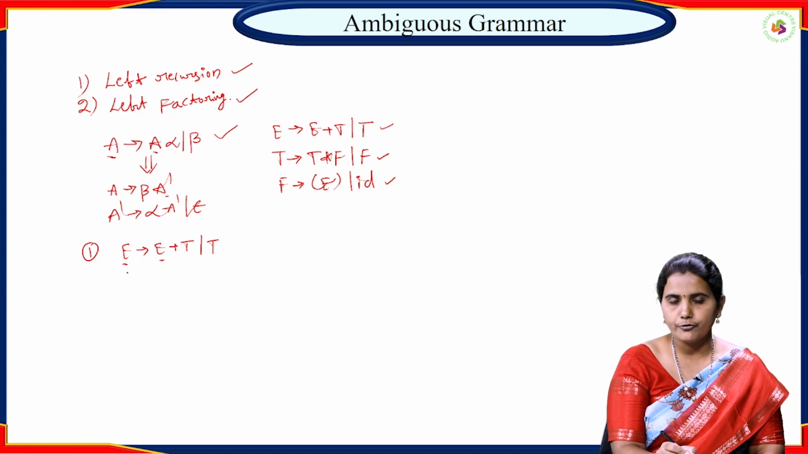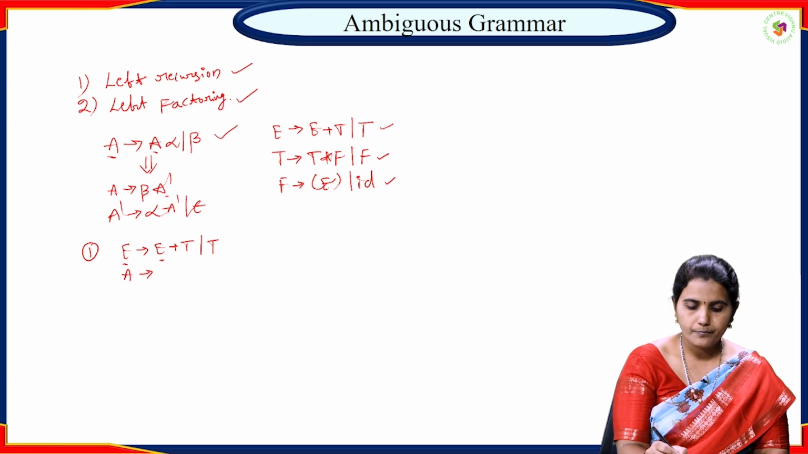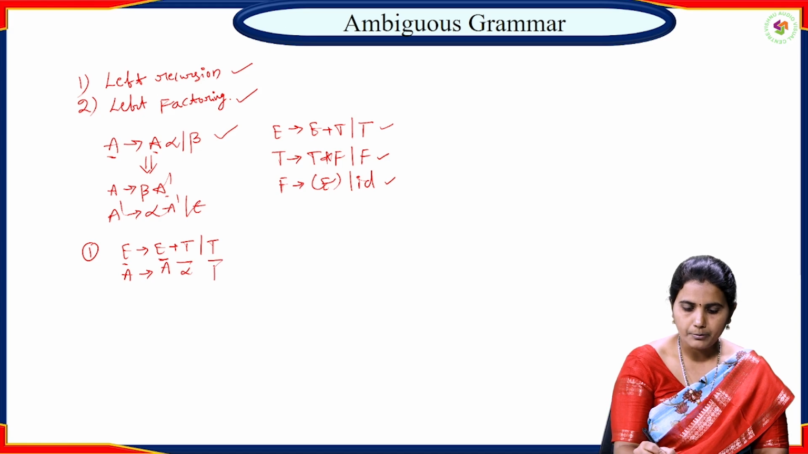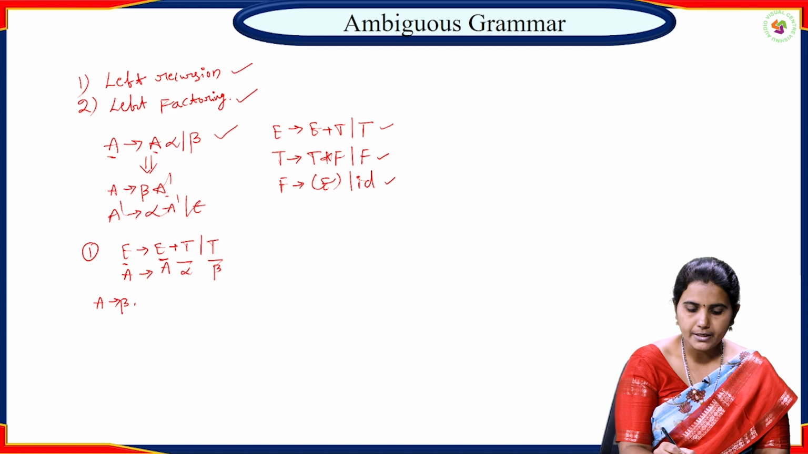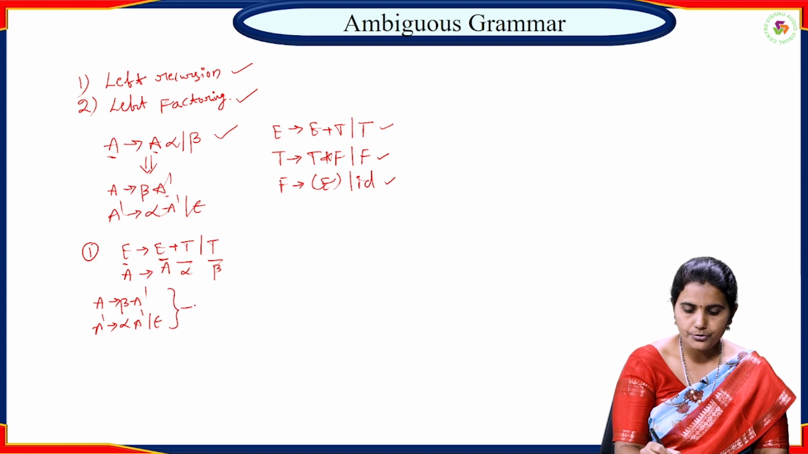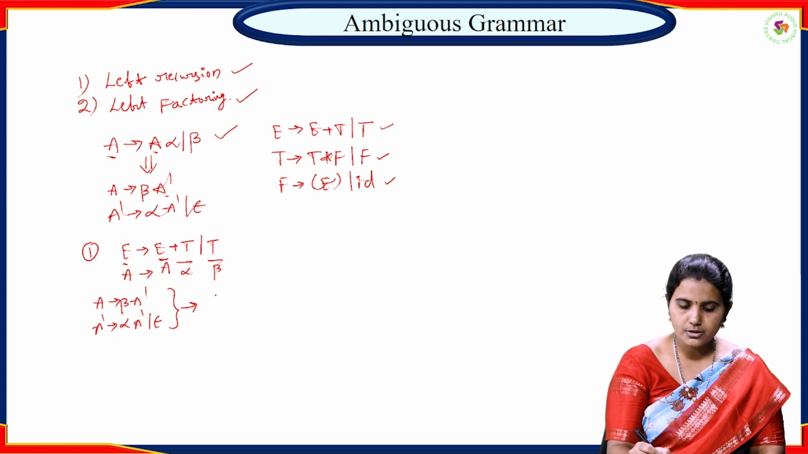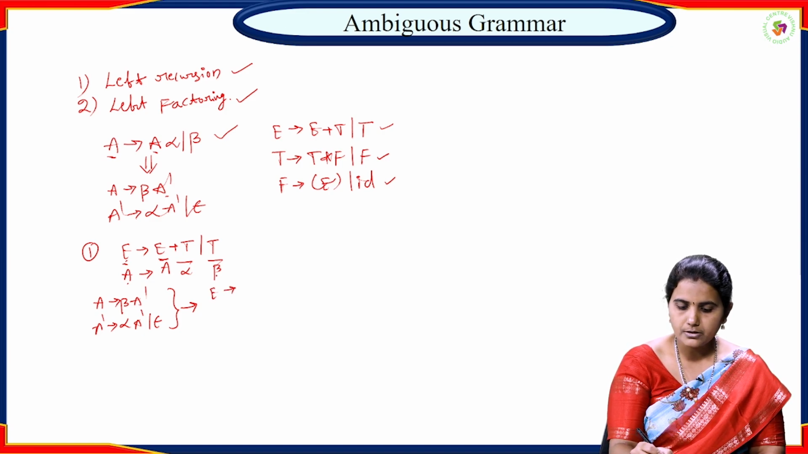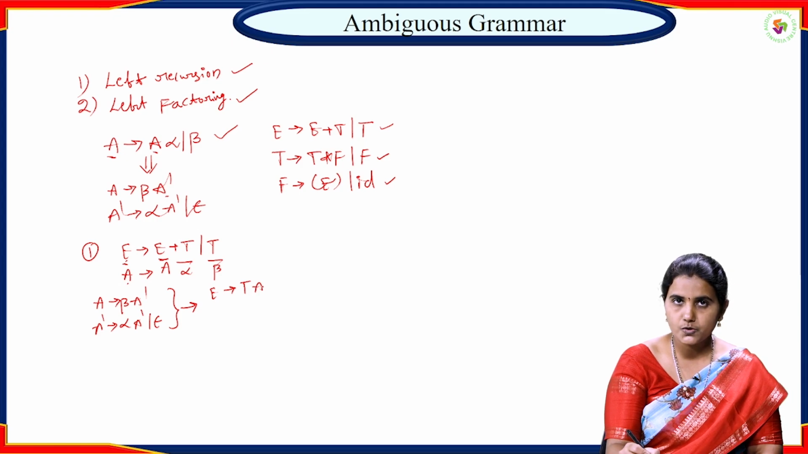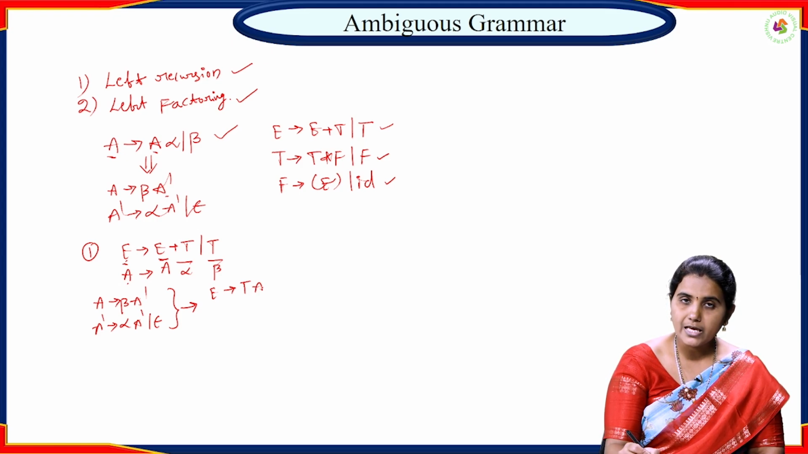Now you are going to apply the formula A implies A alpha or beta. Your production rule is A implies beta A dash, A dash implies alpha A dash or epsilon. Now you are going to write the new productions. In place of A, you write capital E. E implies, what is beta? T. T is followed by the new symbol A dash.